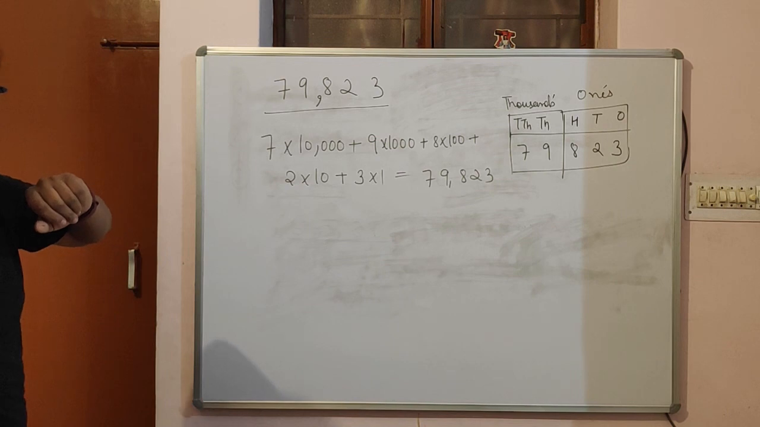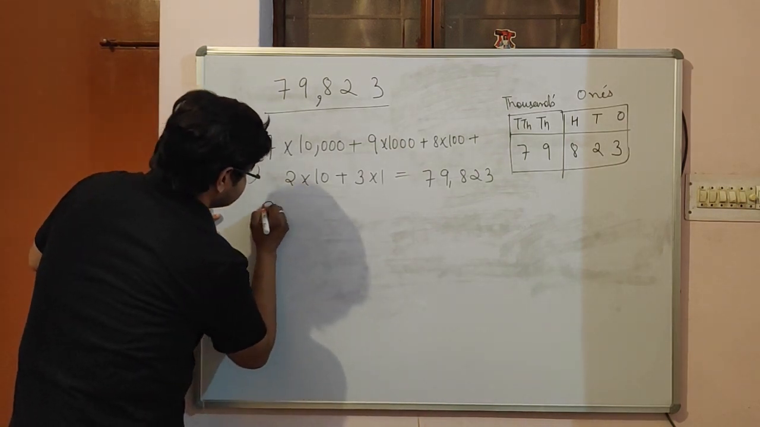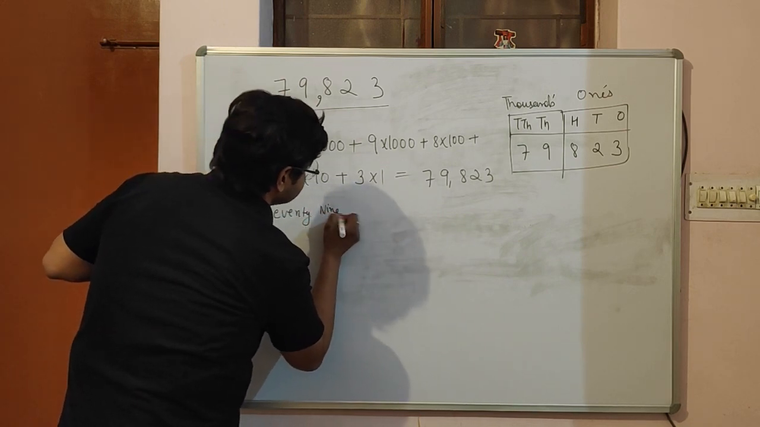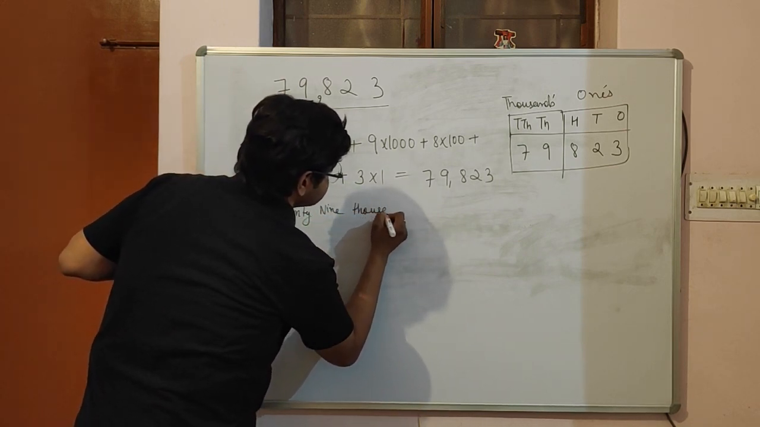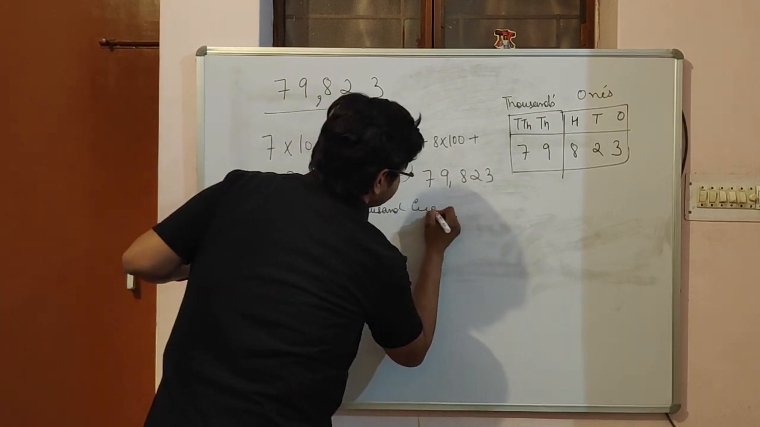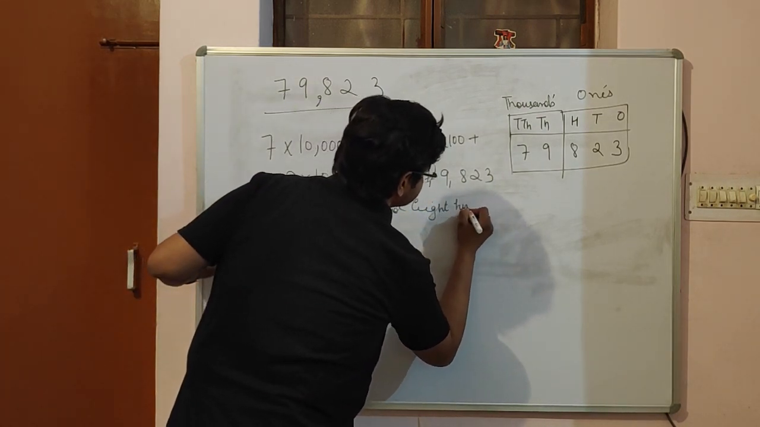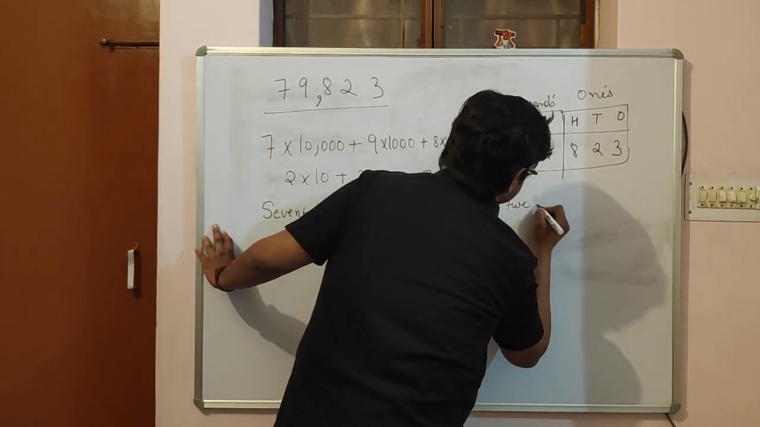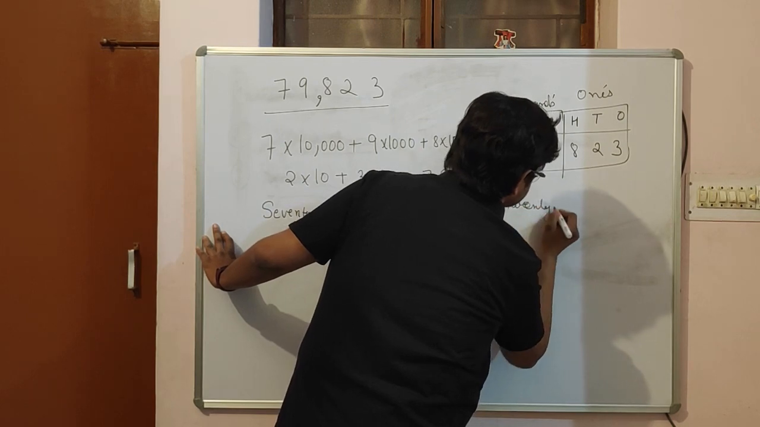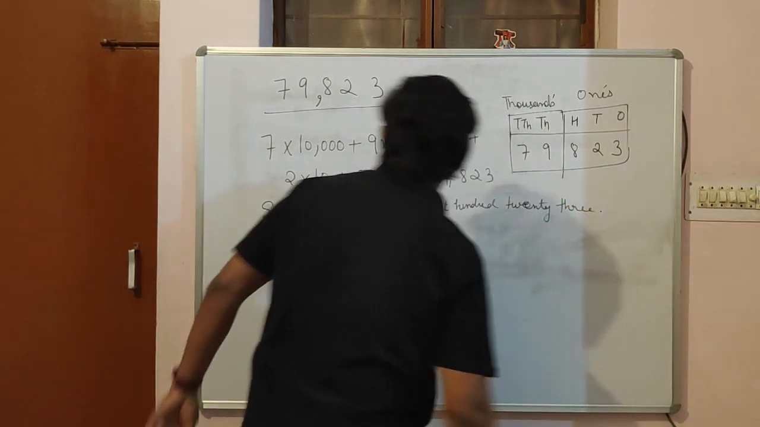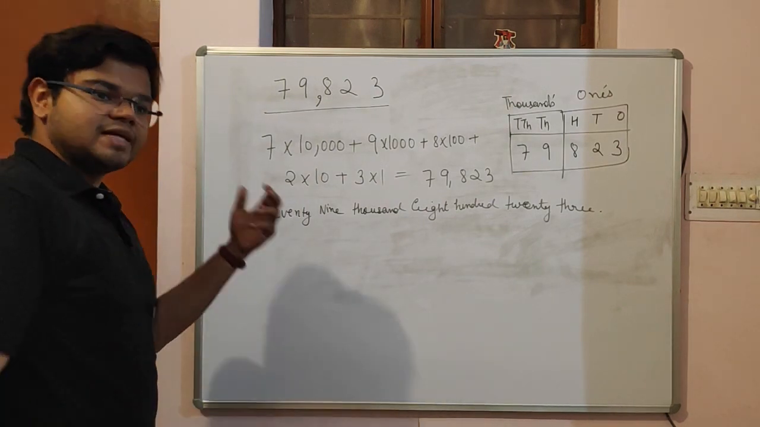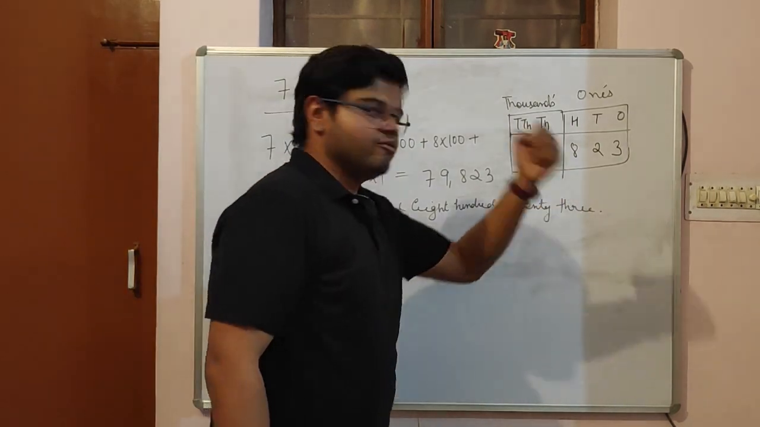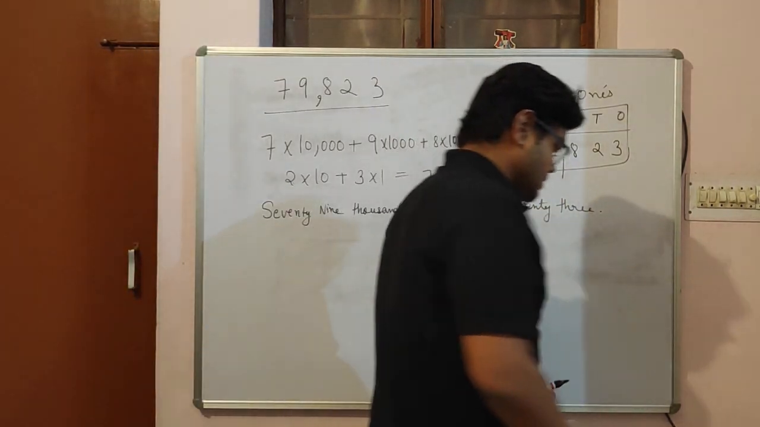Now to write in word form, how will we write? Seventy-nine thousand, eight hundred twenty-three. So in three forms we can write a number: standard form, expanded form, and word form. I suppose this is clear to you.